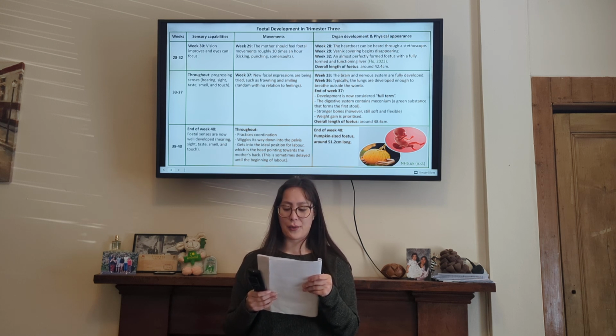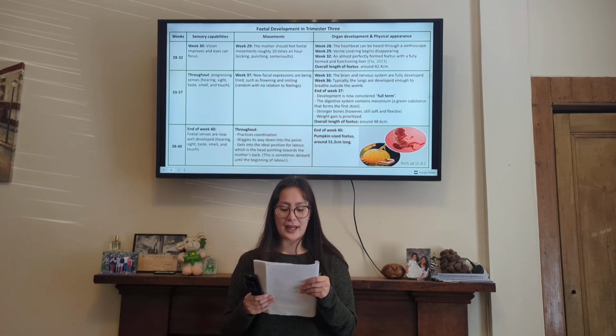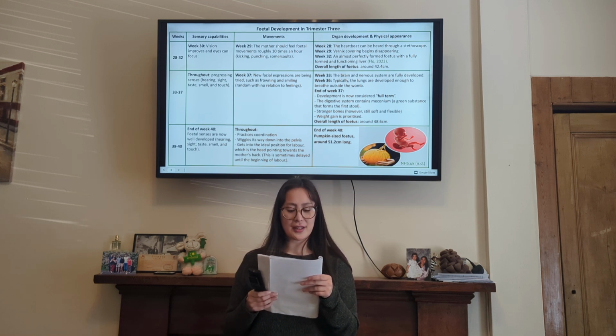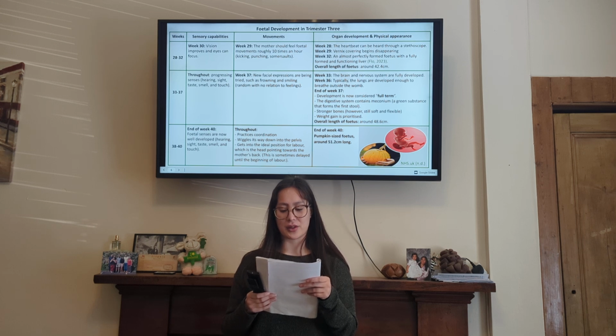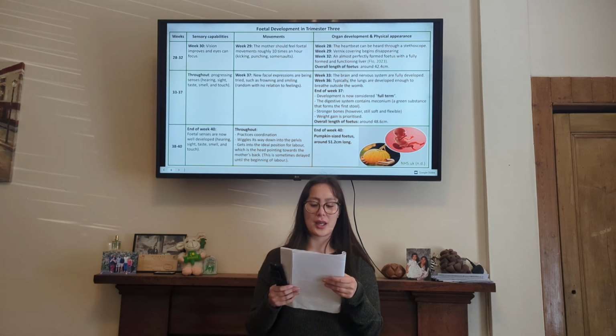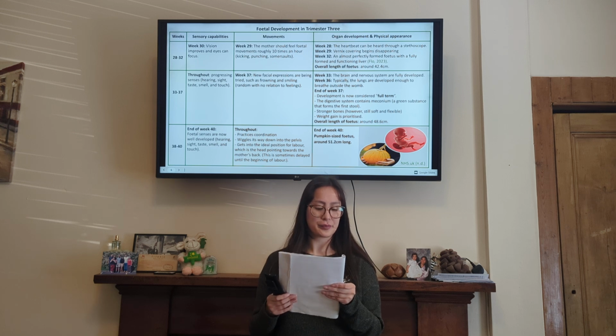The bones strengthen, however, remain soft and flexible, and the digestive system contains meconium, a green substance that will form its very first stool. The fetus is now around 48.6 centimetres long, and it has developed enough to be titled full term. At this stage, weight gain becomes a priority.